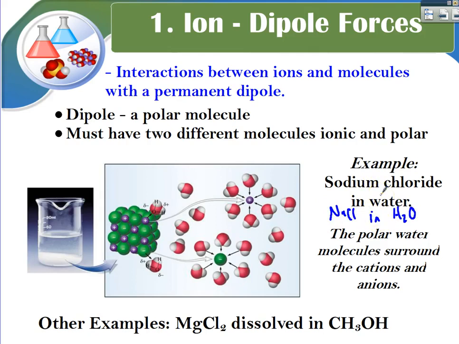If I do that, I have an ionic compound, and water, which is polar, that is ion dipole. So as the salt begins to dissolve, all the oxygens will go to the sodium. All the hydrogens will go to the chlorine. And that's how it's dissolved inside the solution. Here's another example down here. MgCl2 dissolved in CH3OH. This is ionic because it's a metal and a nonmetal. This is polar because there's different elements, so ionic and polar, ion dipole.